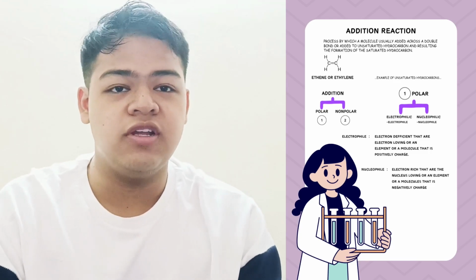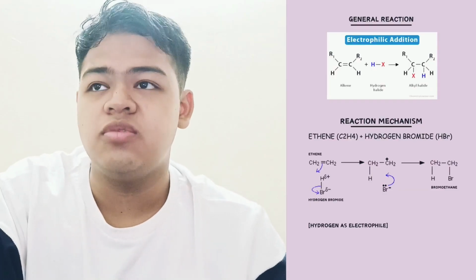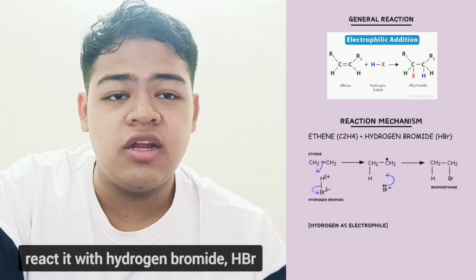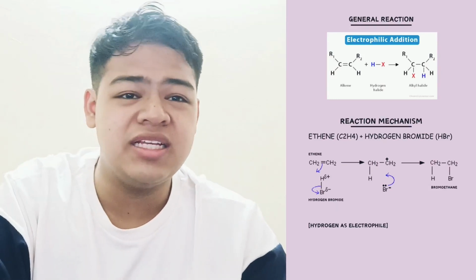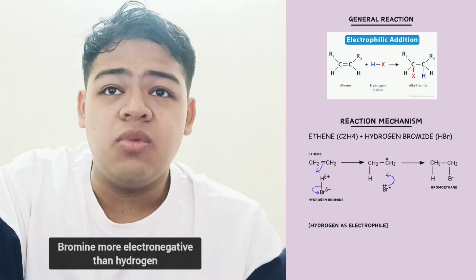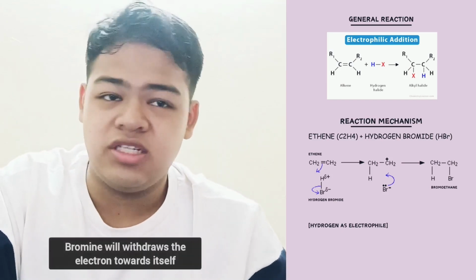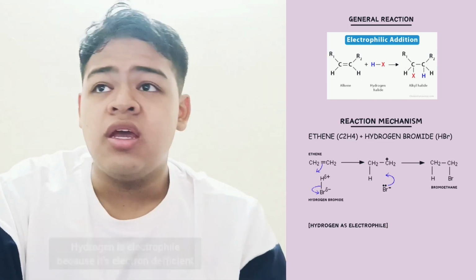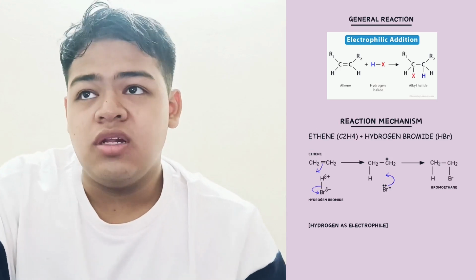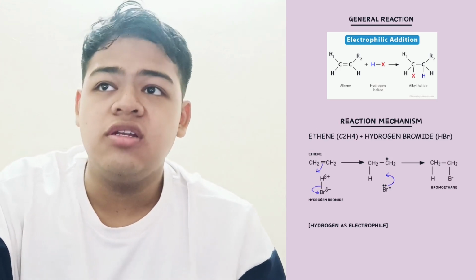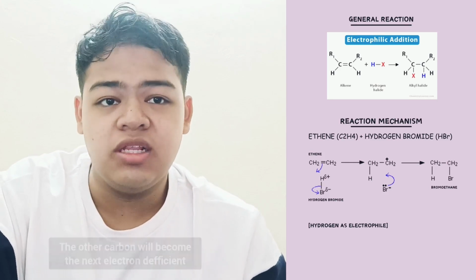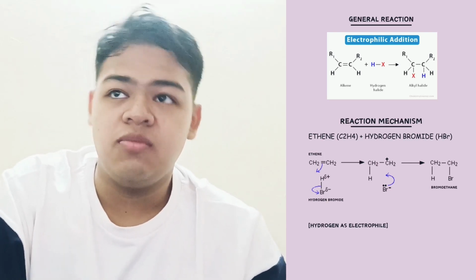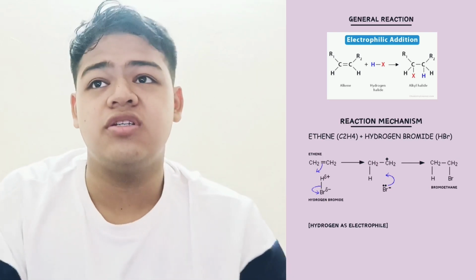Let's go to the electrophilic addition first. For example, this is the reaction mechanism. We take ethene as an example and react it with hydrogen bromide. At the hydrogen bromide, the bromine is partially negative because it is more electronegative than hydrogen, so it will withdraw the electron towards itself, and the hydrogen then becomes the electrophile because it is electron deficient. Then ethene will donate its pi electron pair to the hydrogen, and the hydrogen will attach to one carbon, and the other carbon will become electron deficient next. So the bromide ion will donate the lone pair to the carbon, and as a result it will produce bromoethane.